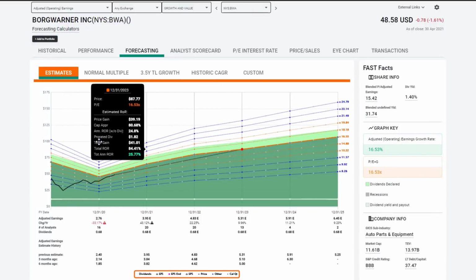But if I bought this stock today and it traded at a PE ratio of 16.5, and here I'm using the P equals growth rate formula, the orange line in this example would be a PE of 16.5. That would indicate over the next 2.5, or 2-plus going on 3 years, I could generate an annualized rate of return of 25.77%.